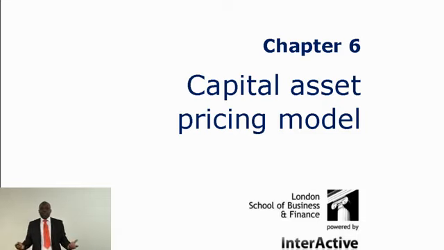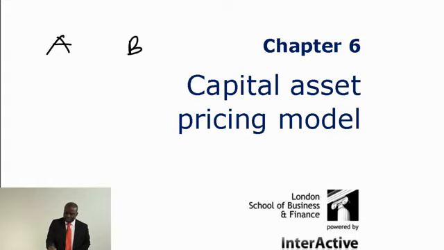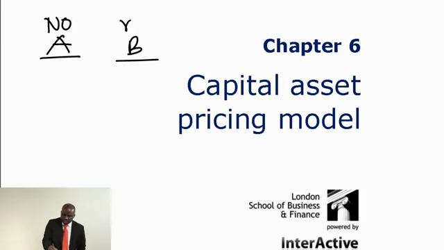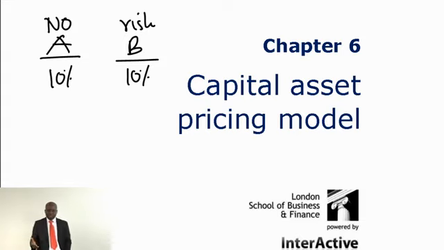Okay, I normally ask this question when I'm teaching CAPM, that if there are two investments, investment A and then investment B. If investment A has no risk, and investment B has risk, and this gives you 10%, and this also gives you 10%, where will you invest your money? Everybody will conclude that you would have to invest it in A, because there is no risk.